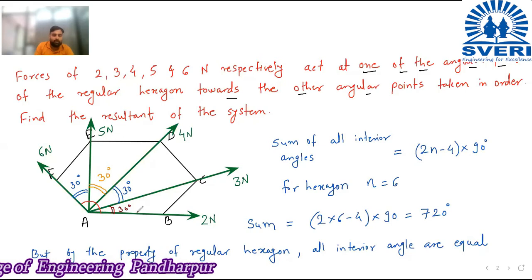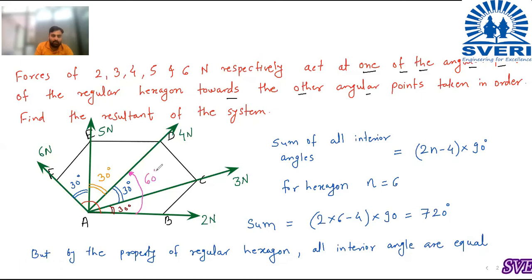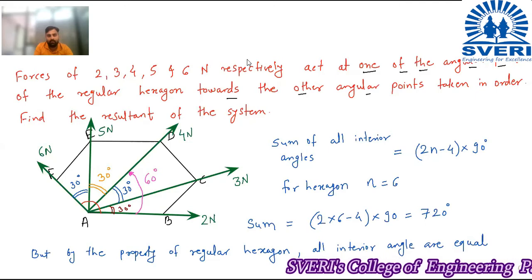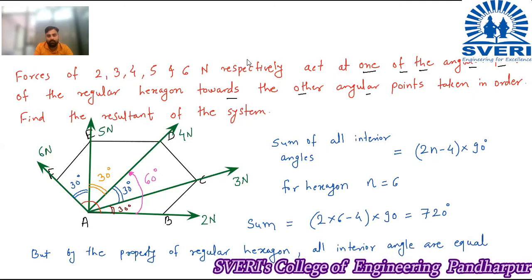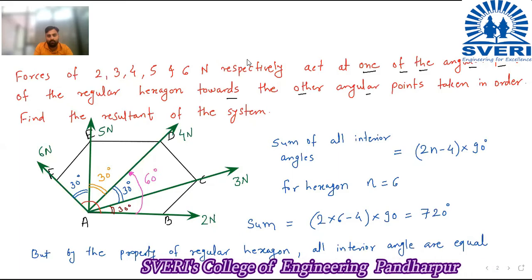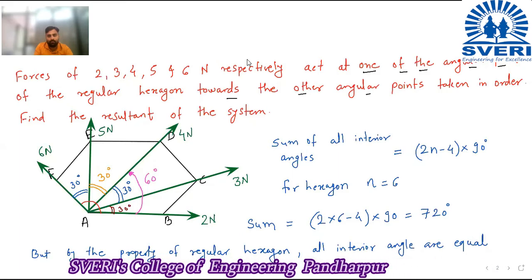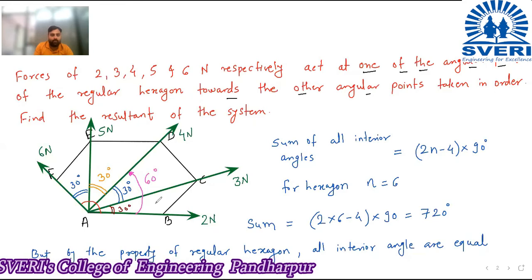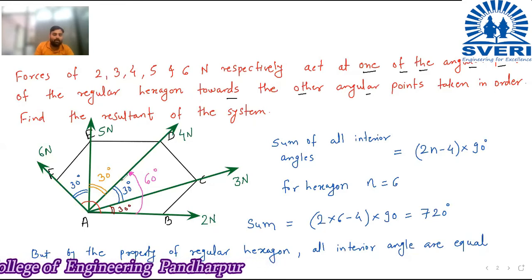Okay, so this total angle with horizontal, it is 60 degrees. This total angle is 60 degrees. Okay. So now, similarly, this is 90.